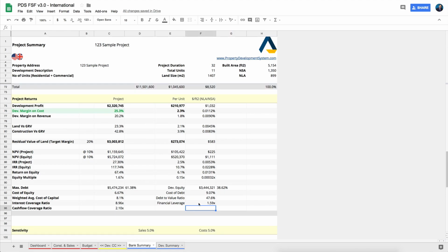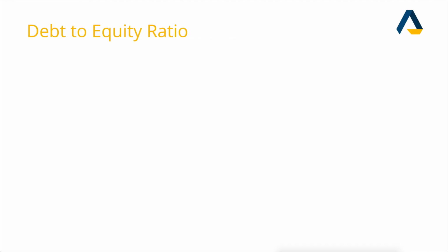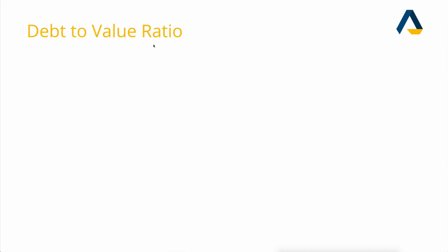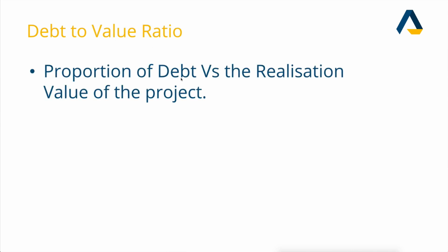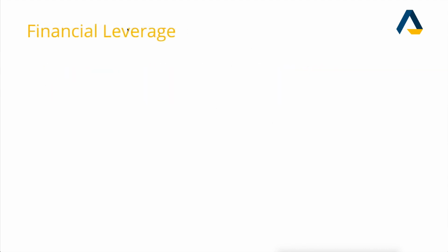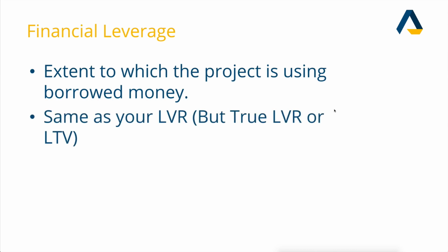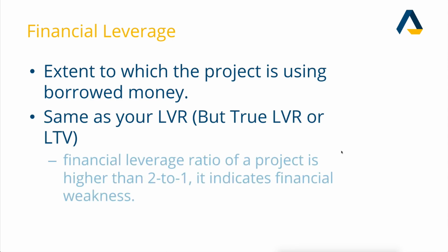So before we go, let's quickly recap some of these ratios that I've got here. Debt to equity ratio is basically the proportion of equity and debt used to finance the project. Debt to value ratio is the proportion of debt versus the realization value of the project. And the financial leverage is the extent to which the project is using borrowed money, same as your LVR, or the true LVR, or the LTV, which is the loan to value ratio.